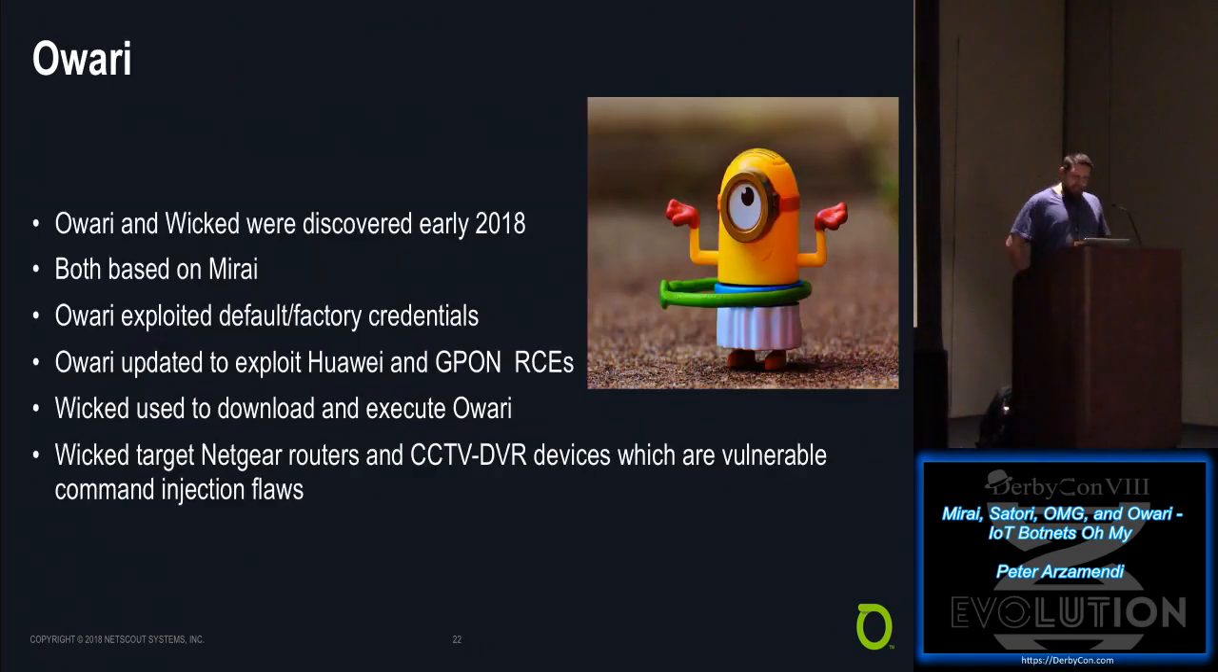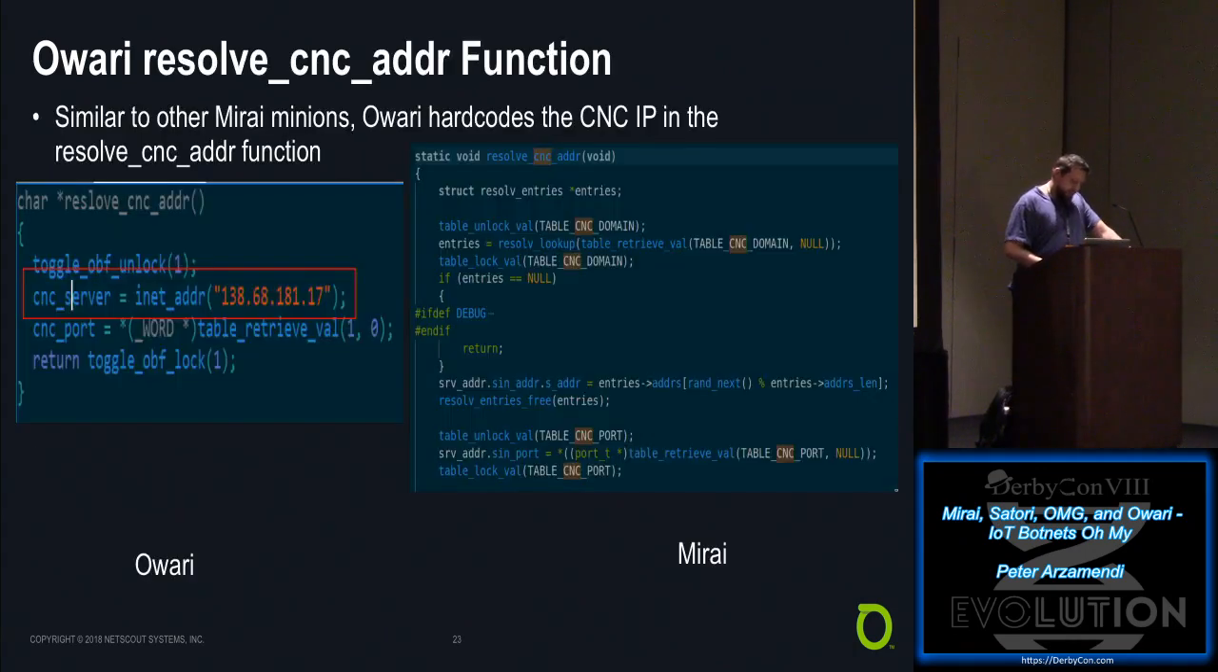The last variant I want to look at is called Owari. Owari and Wicked were discovered in 2018. Both were based on Mirai. Owari is a funny story, and we'll get into it here in a minute. Owari originally used the default credentials, similar to basic Mirai. Then it was updated to include additional command execution vulnerabilities. There's a variant called Wicked that was discovered, and part of Wicked's main purpose in life was to download copies of Owari. So it's a good indication that these two families were tied together. And Wicked targeted specific Netgear routers and CCTV DVRs.